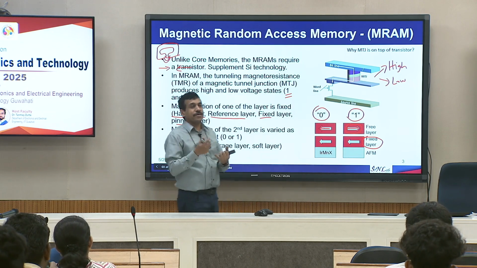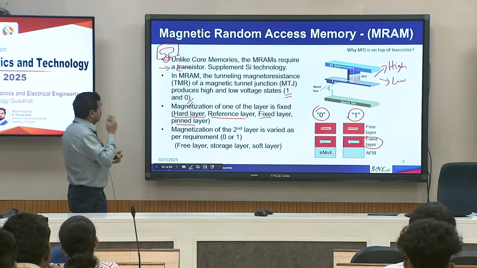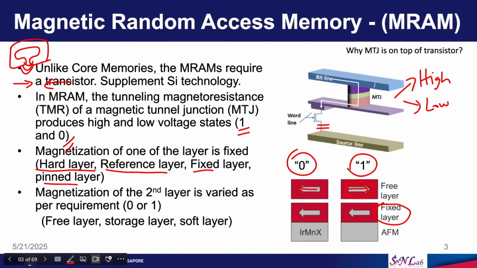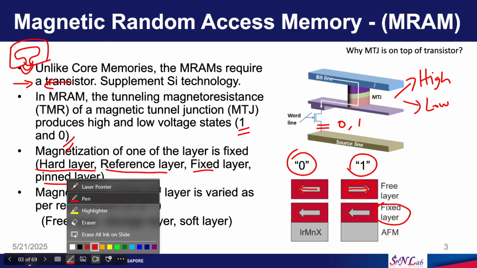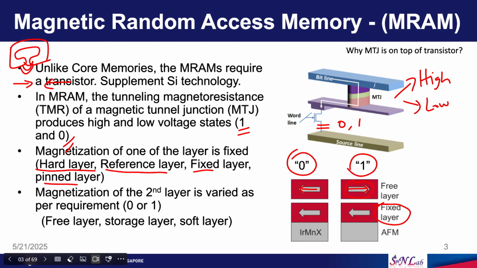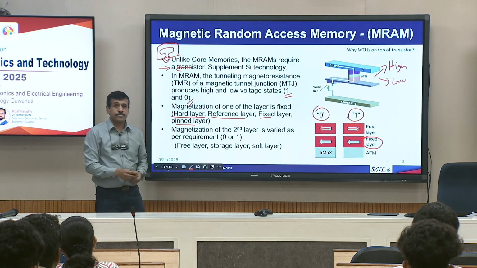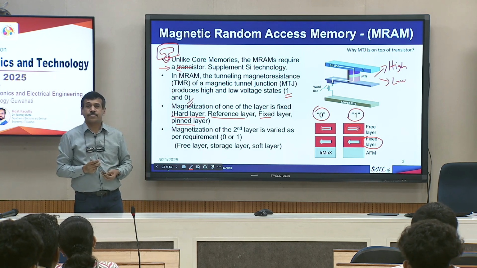If you remember the first day of our lecture, I gave you the DRAM circuit, and in the DRAM the capacitor was somewhere here. So, this capacitor was used to store 0 and 1. So, in DRAM the capacitor is at the bottom of the transistor, but in MRAM you will notice that the MTJ is at the top of the transistor. Why? Why is it so?